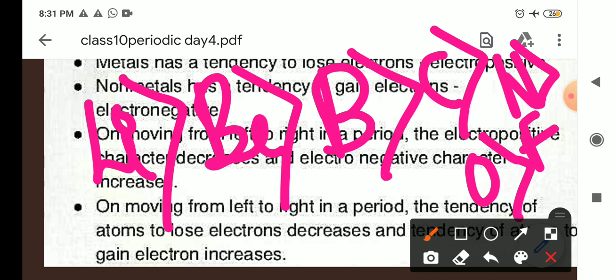So if we go from top to bottom, the atomic size is also increasing due to decreasing of the nuclear attraction, and as the nuclear attraction is decreasing, that's why they have the tendency to lose electrons. So the tendency to lose electrons also will be increased.